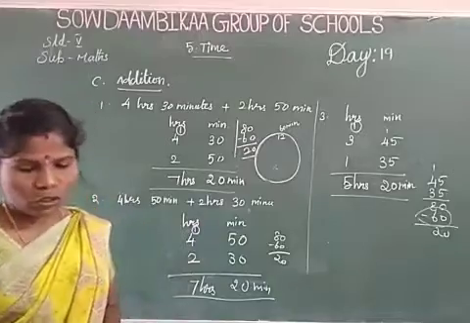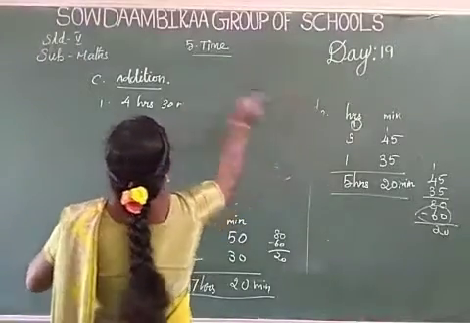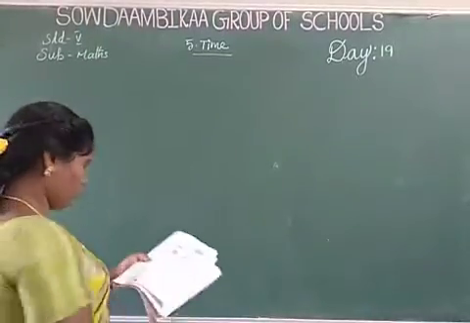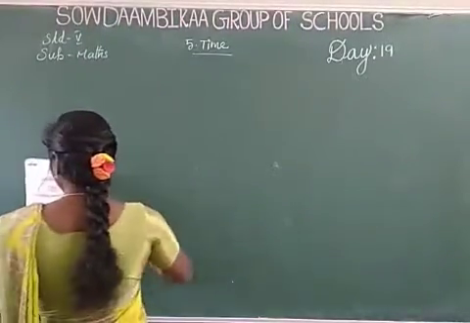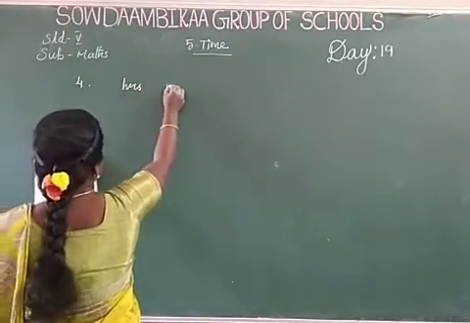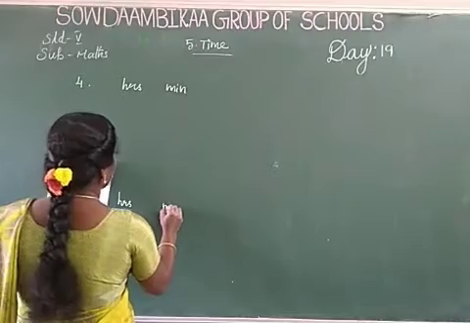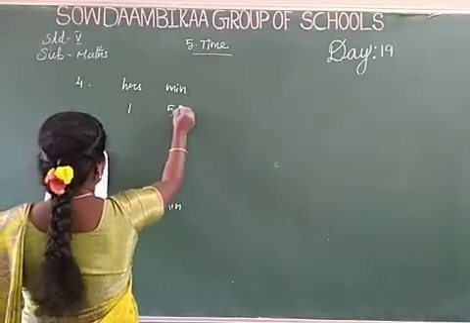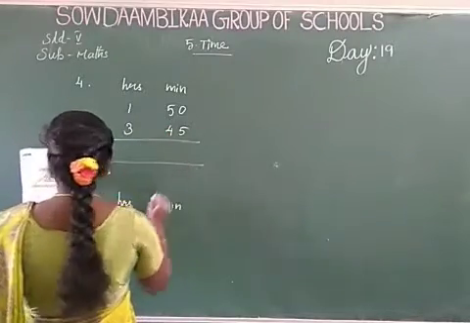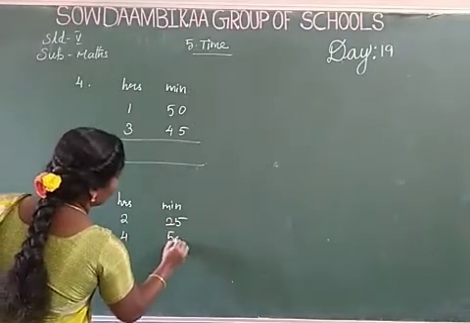Next, fourth sum and fifth sum. Hours, minutes. 1 hour 50 minutes, 3 hours 45 minutes. 2 hours 25 minutes, 4 hours 15 minutes.